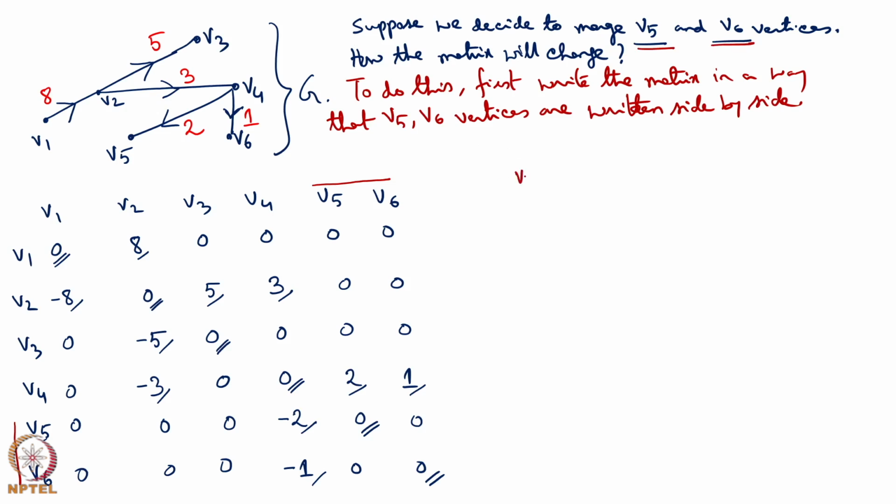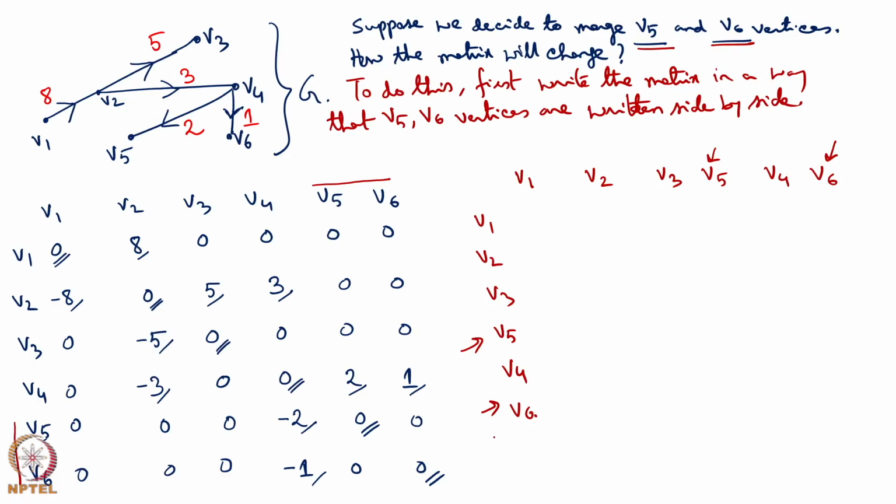For example, the given matrix is like this: V1, V2, V3, V5, V4, V6, and here V1, V2, V3, V5, V4 and V6. Here we see that V5 and V6 are not side by side, so the operation that I am going to show will not work in this case. It may become difficult. Suppose this is the matrix given to you for that graph. In that case, convert to such a matrix format. That is the first job.